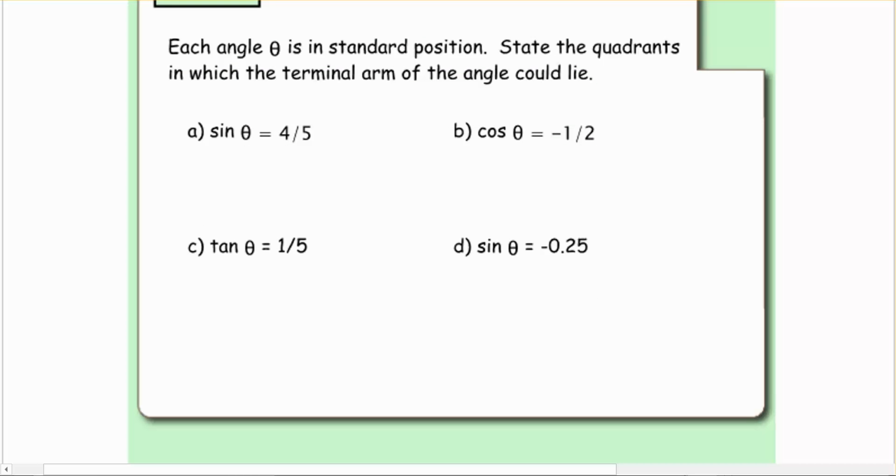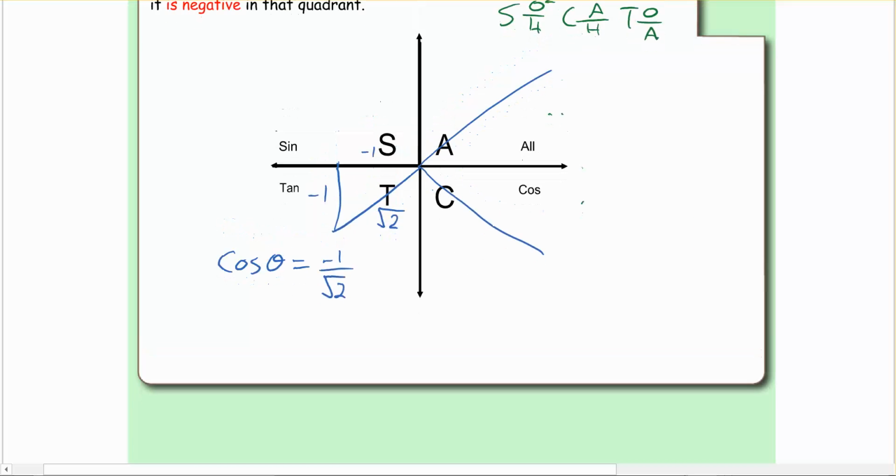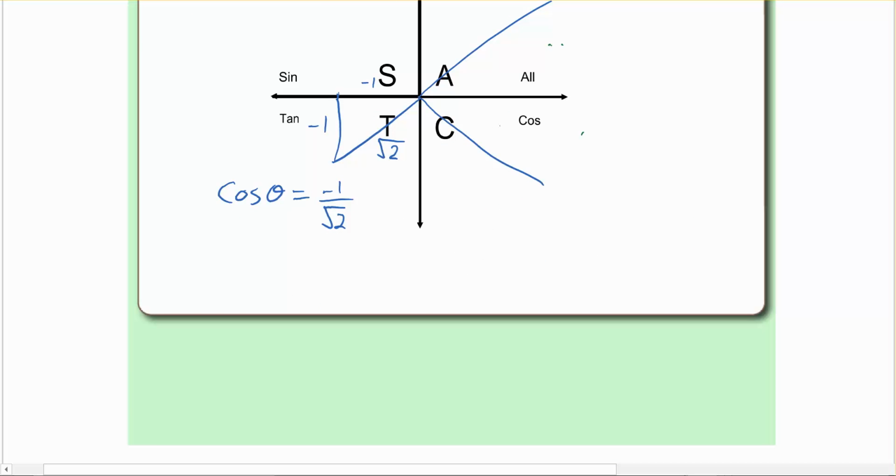So it says each angle is in standard position. State the quadrants in which the terminal arm of the angle could lie. There's going to be two options, right? Because for every one of them, let's say for cosine, it could be positive here, and it could be positive there. They're all positive there, right? That's what "all" means. Okay, so there's going to be two answers for each of these.